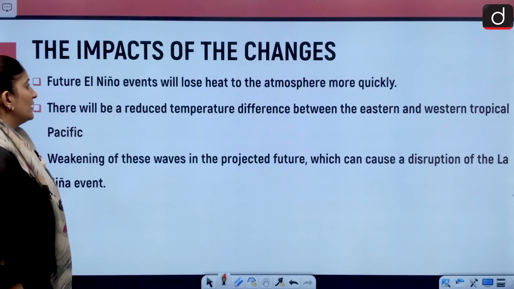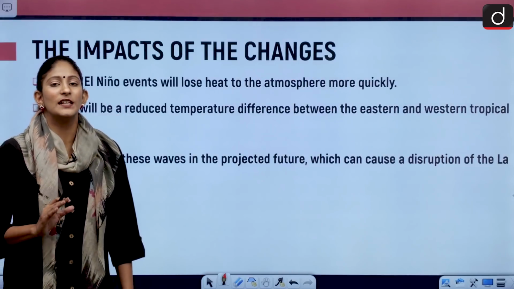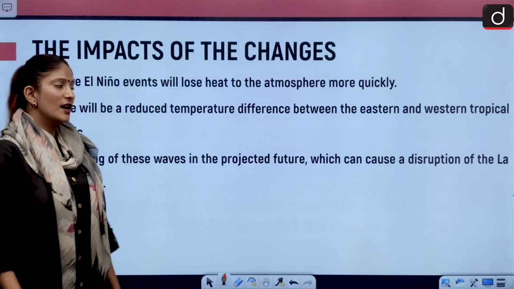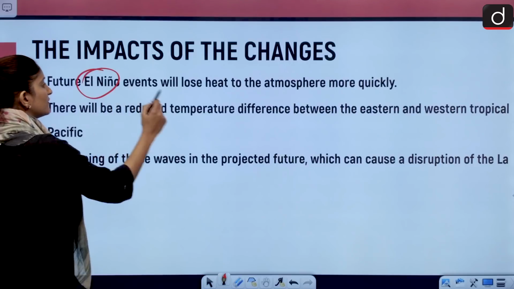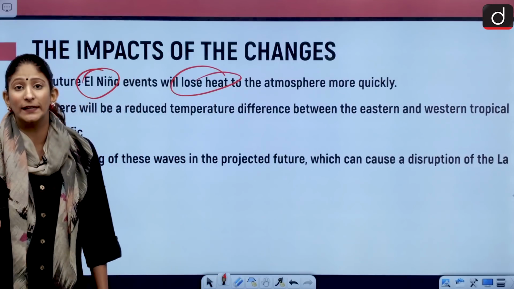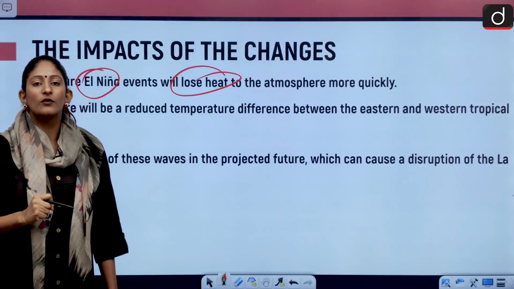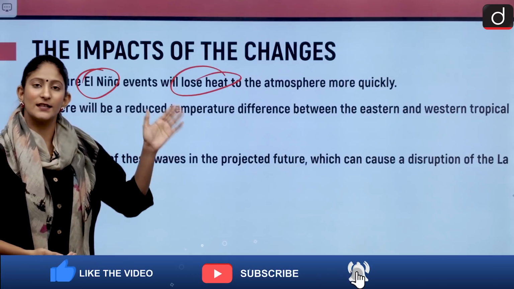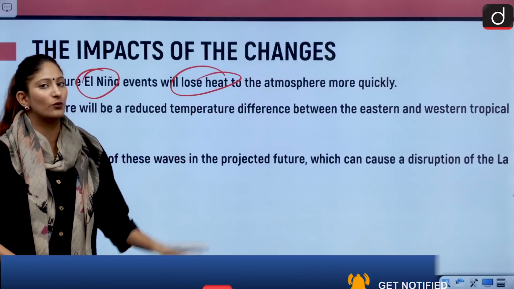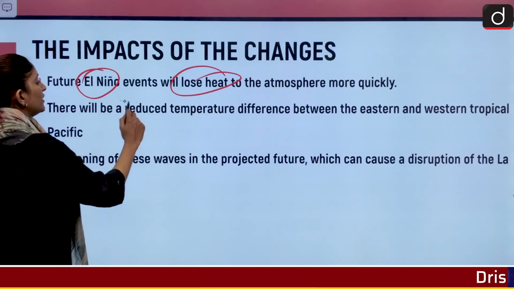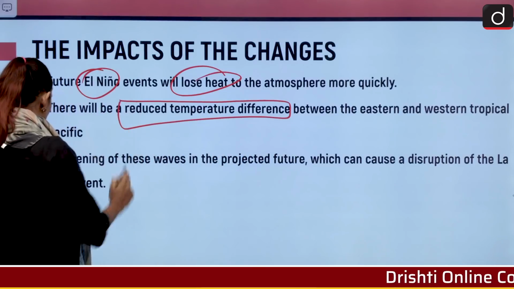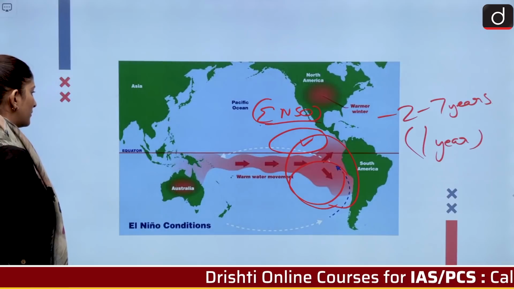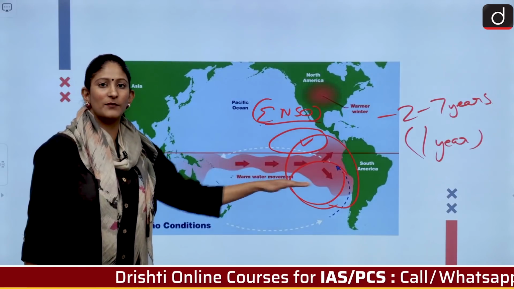Alright, moving on. Let's talk about what are going to be the impacts of the current changes. The changes here that we are talking about are the highlights of the report published. So future El Nino events will lose heat to the atmosphere more quickly. Right now the heat is not lost to the atmosphere as quickly as the intensification of CO2 will make it happen. And there will be a reduced temperature difference. Here only we talked about that because of the intensification of the temperature in this region, there is a difference between the temperatures of this region.